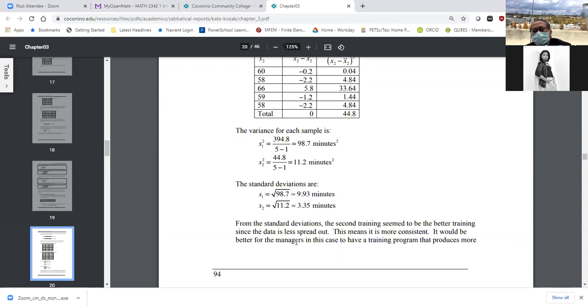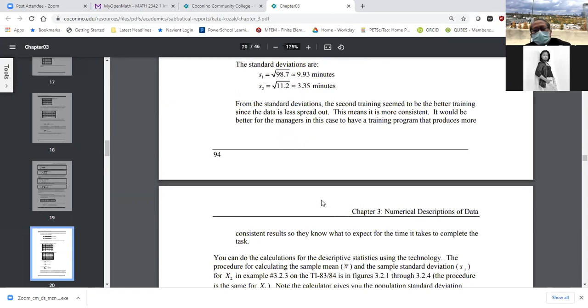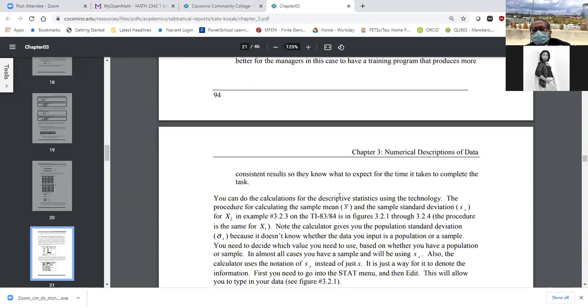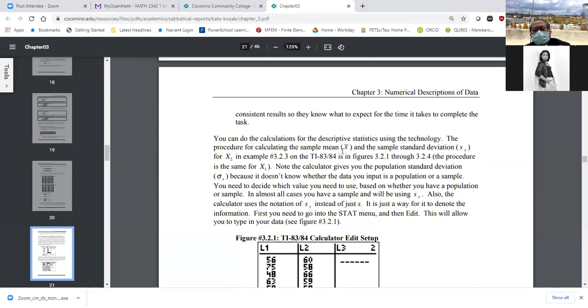So it would be better for the managers in this case to have a training program that produces more consistent results, so they know what to expect for the time it takes to complete the task. Right? Okay.